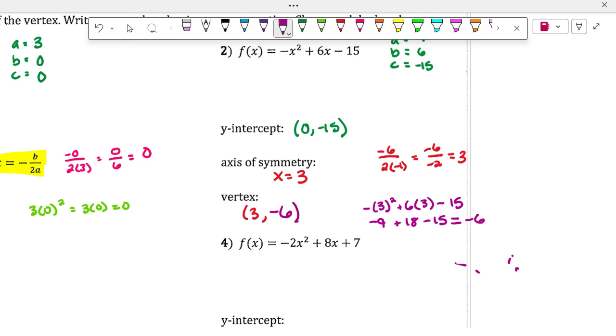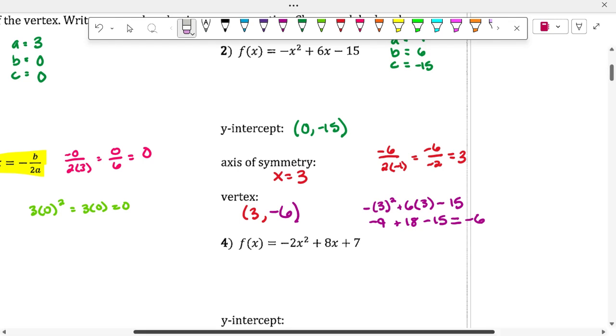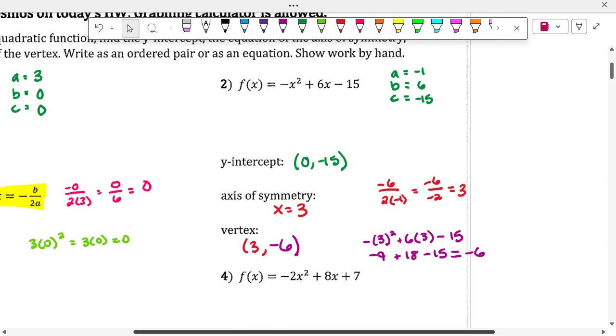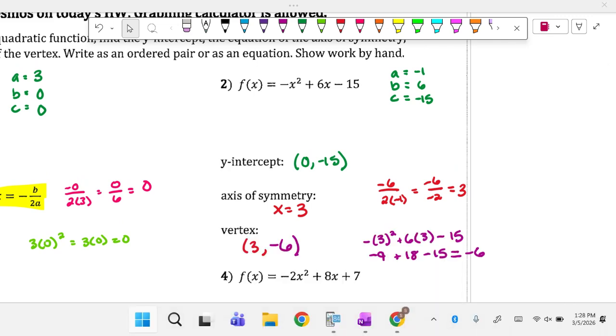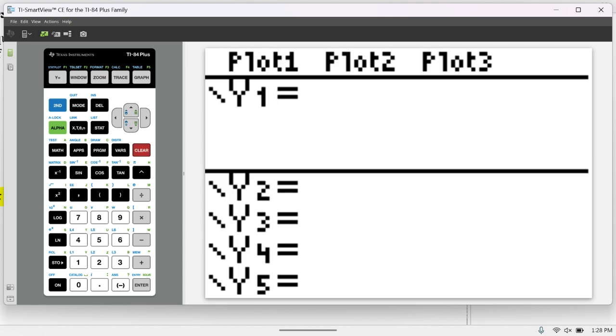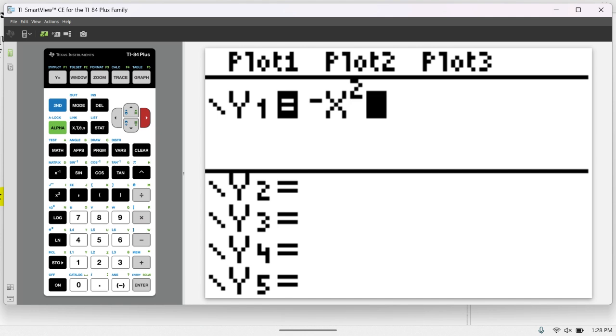Now, let's say that you forgot how to do that and it was the part of the test that you did not have access to Desmos. Here's what you do. Do you guys remember how the other day I showed you how to get the graph out of Desmos? That's what you're going to do first. You're going to go to y equals, clear out a function if it's already in there, and type in the function. So negative x squared minus 6x minus 15.